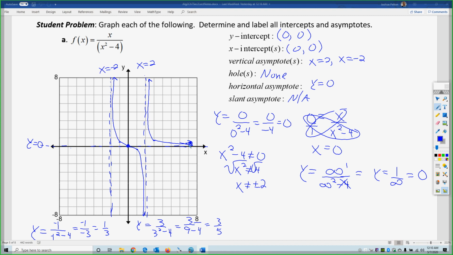All right, on the other side, how about negative 3? Well, if I do negative 3, that goes negative. That's negative, but I'm squaring it so it stays positive. So that stays negative. So it's just going to be negative 3/5 on the other side. So at negative 3, it's at negative 3/5. So essentially, it's down there like that. Okay, let's go to student problem B.